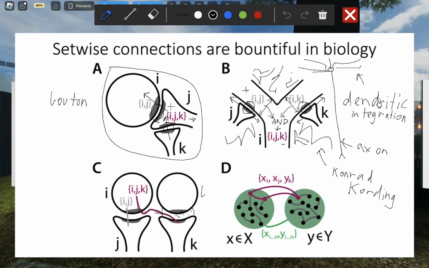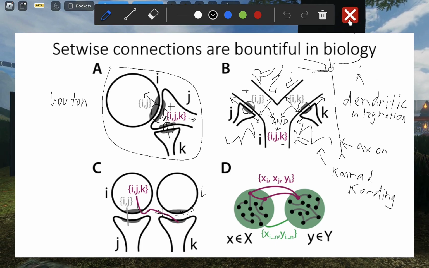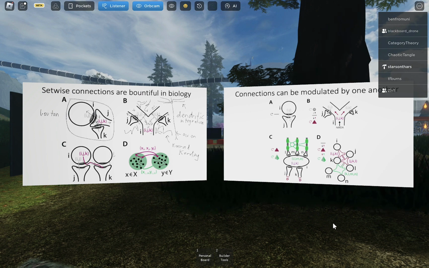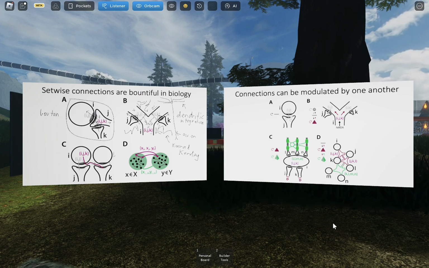C seems like much more of a stretch than A or B. Is that reasonable? Is there a lot of evidence for C? Yeah, there is evidence for C. There's direct evidence for C in hippocampus, but it's rarer. I think the most common forms of these setwise connections probably come in dendritic integration and also astrocytes.